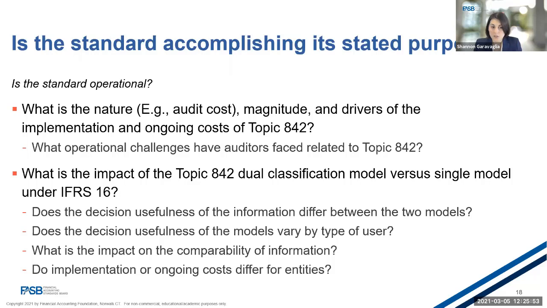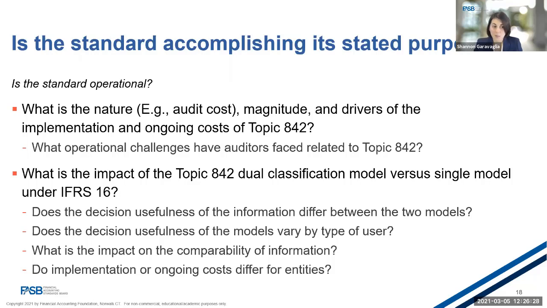Chris also talked about the dual classification model in Topic 842 and compared that to the single model under IFRS 16. In line with the objectives of the conference, we're interested in learning more about how that divergence has affected users. So first, does the decision usefulness of the information differ between the two models? So between our dual classification model and the IASB's single model? And then again, does the decision usefulness of the models vary by the type of user? So those same users that I outlined on the previous slide or other user groups.